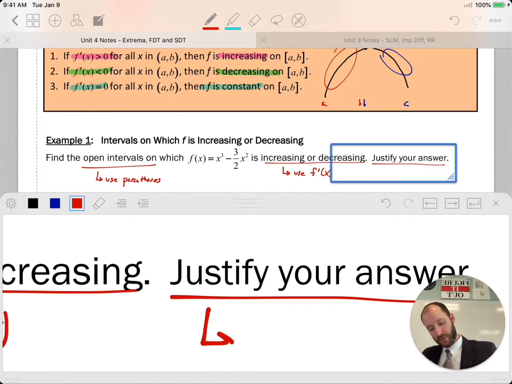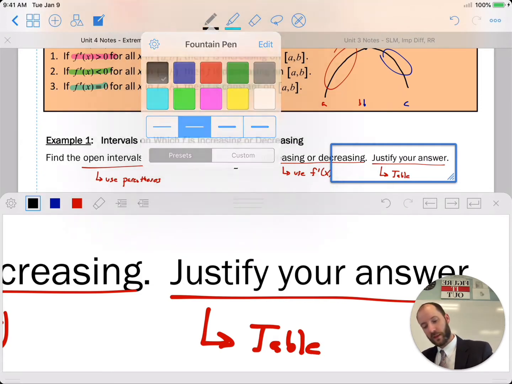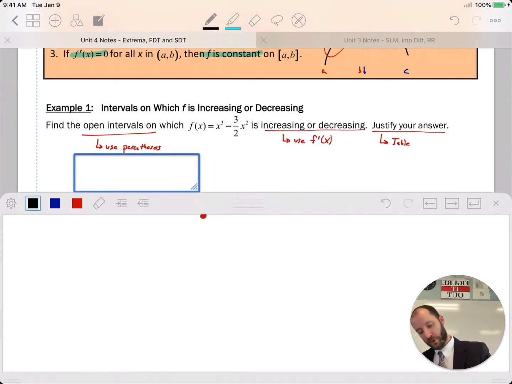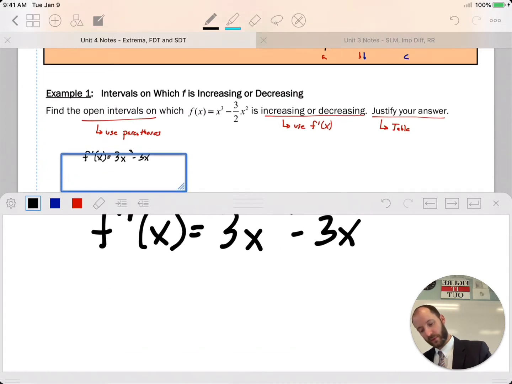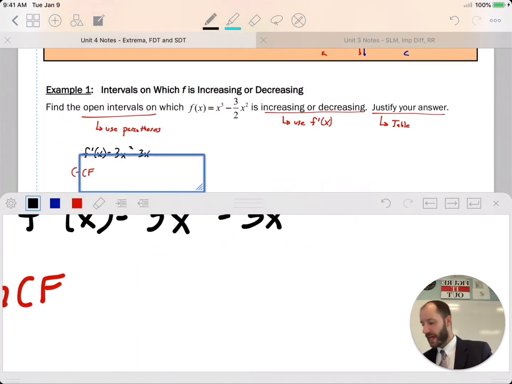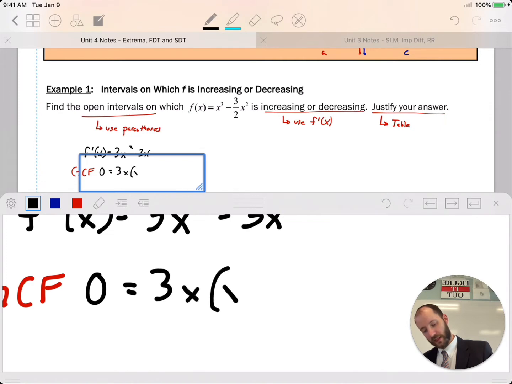What does it mean in the context of this problem? In this problem, your justification could be a table where you do an interval test, okay? So we're going to use f prime. So f prime of x is 3x squared minus 3x. Go ahead, do a little GCF, and set the derivative equal to 0, those two steps at once. So factor out 3x, and x minus 1.